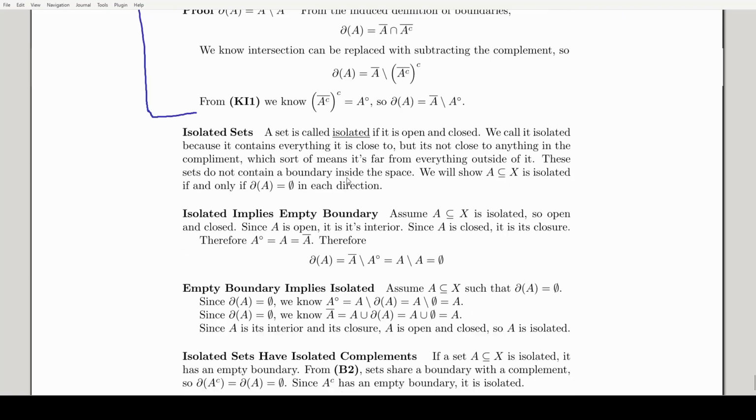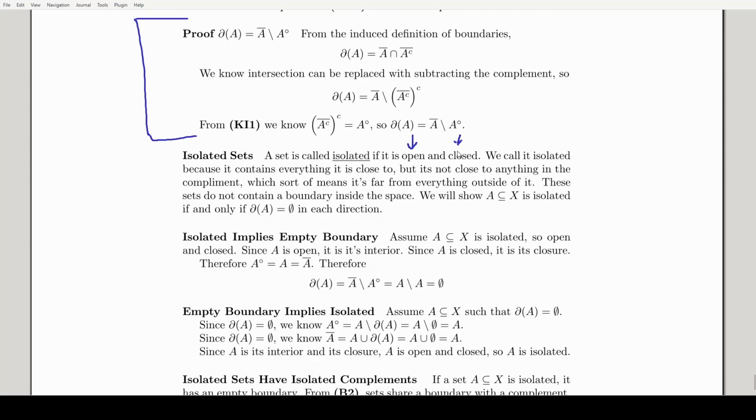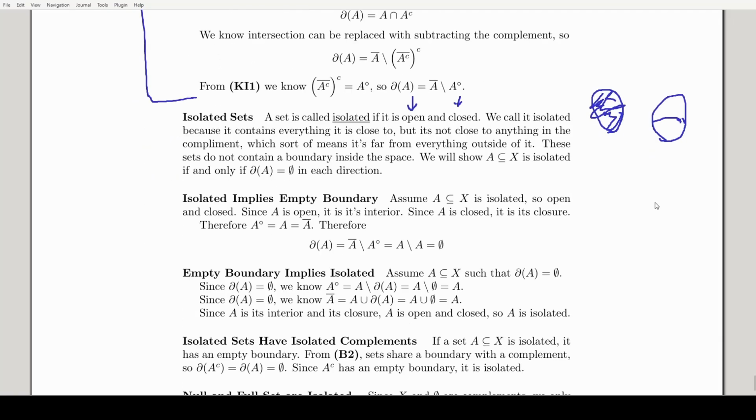And then finally, we have this idea of an isolated set. So a set is isolated when it is open and closed. If it's open, then the outside does not touch it. And if it is closed, then it contains everything it touches, so it doesn't touch the outside. So it's isolated if the outside isn't touching it and if it isn't touching the outside. So it's sort of an island, like if the stuff inside of these two things is our space, then each of these is going to be isolated. But if I take some part of it, then it is not isolated.